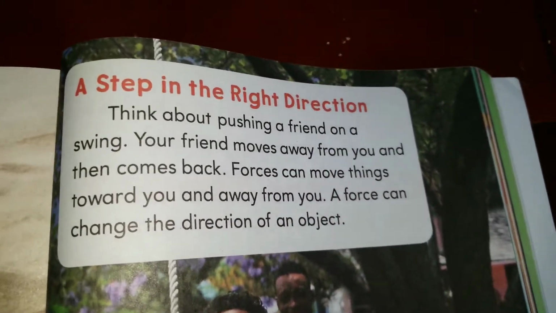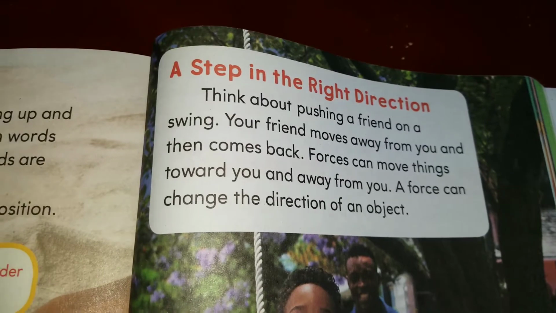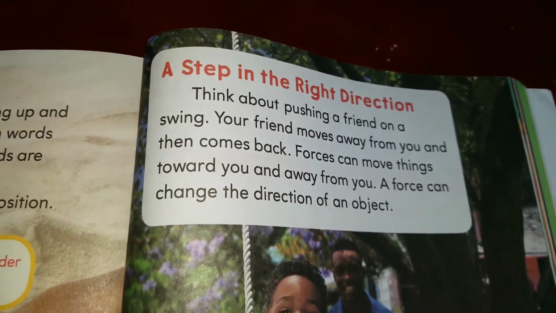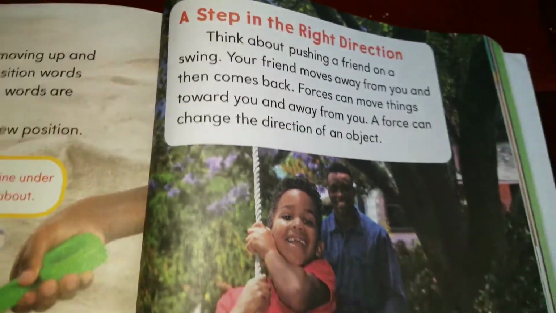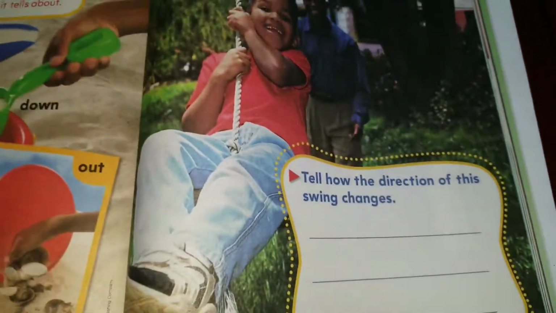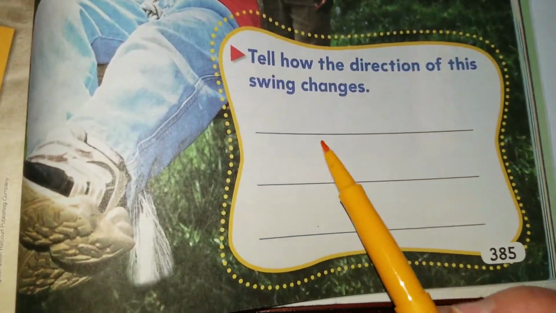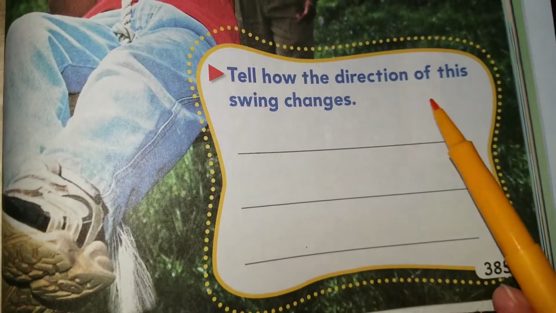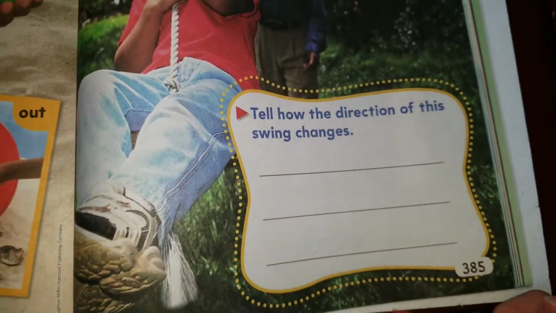So those are the two things that a force can do. You can move direction and you can change the speed. That's what force can do. Can change direction and speed. And it says, tell how the direction of this swing changes.